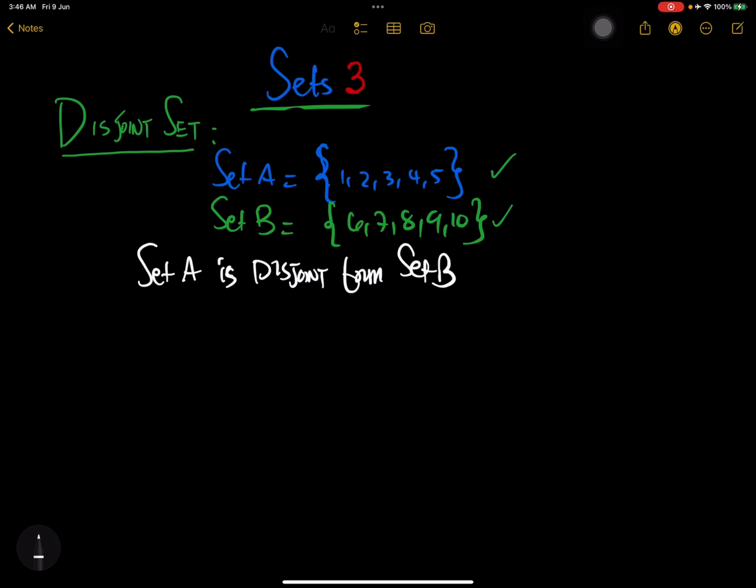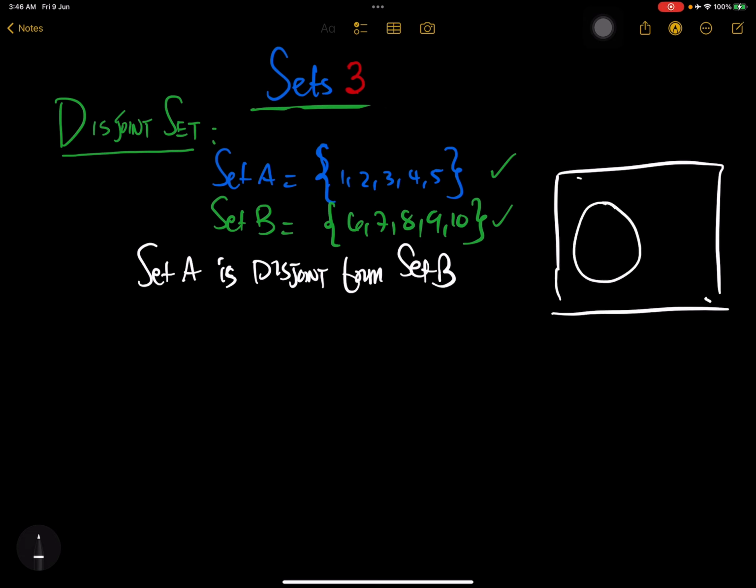When we do this on a Venn diagram, we are not there yet, but if we do this as a Venn diagram, this is set A, and this is set B. They are minding their own business. They are not the same. Now let's look at a null set, another concept.